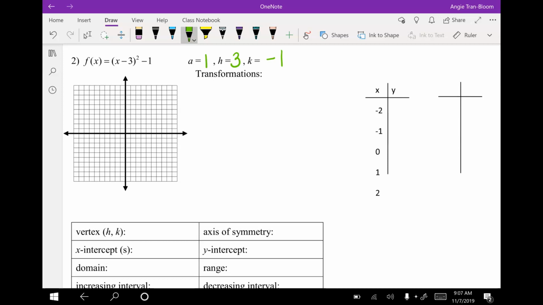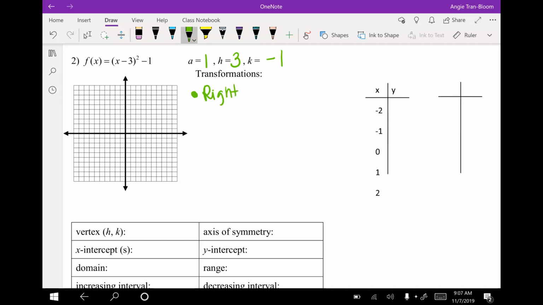Okay, transformations. Because your A value is not bigger than 1, not smaller than 1, and is not negative, do we have any stretches or compression? No. Okay, so we have 2 transformations total. The first one, H is positive. What direction is that? To the right.